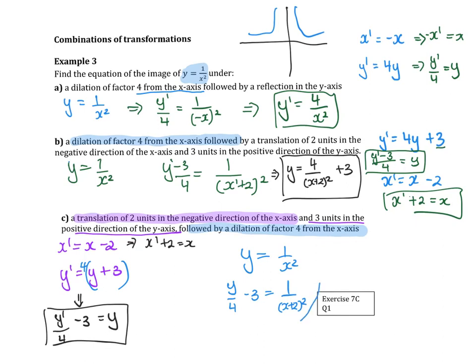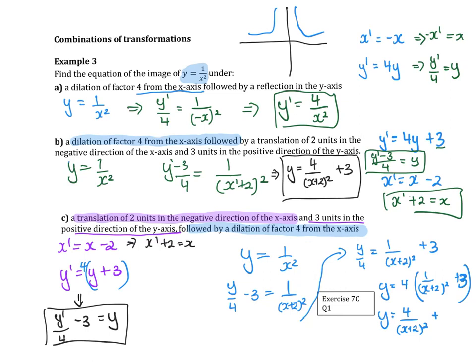So first, I'll move the 3. So I've got y over 4 equals 1 over x plus 2 squared plus 3. And then I'm going to move the 4. And watch that, the 4 has to times everything on that other side. So essentially, if I was multiplying that out, it'd be 4 over x plus 2 squared plus, is it actually 12? Yeah, because 4 times 3.